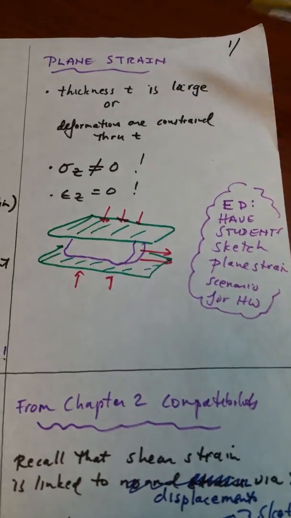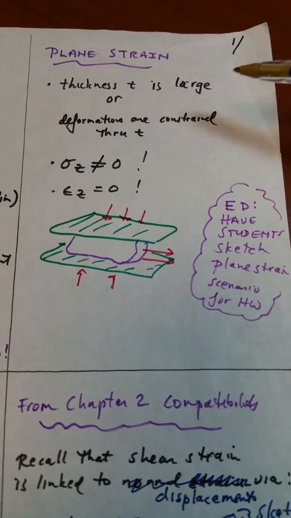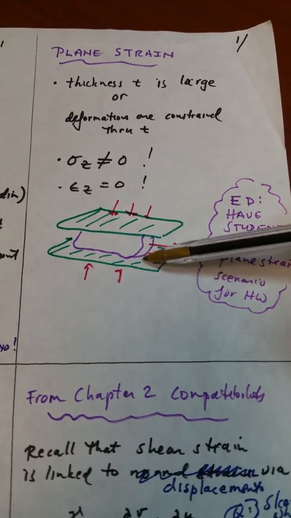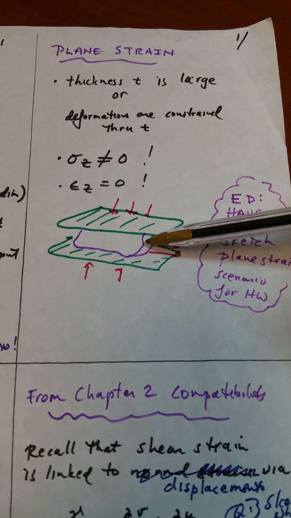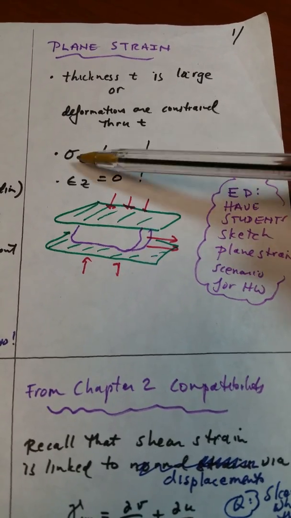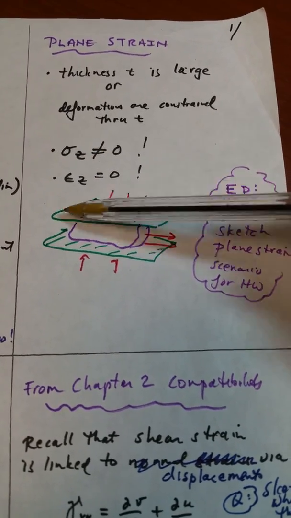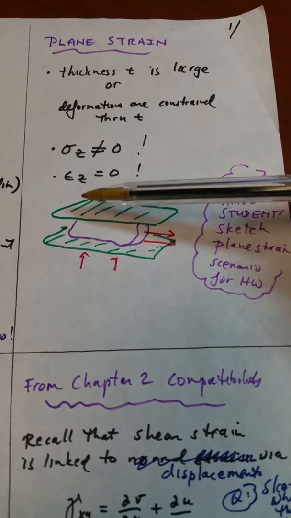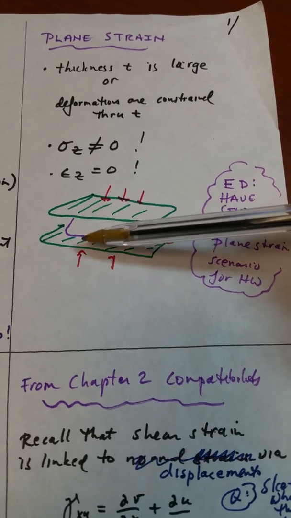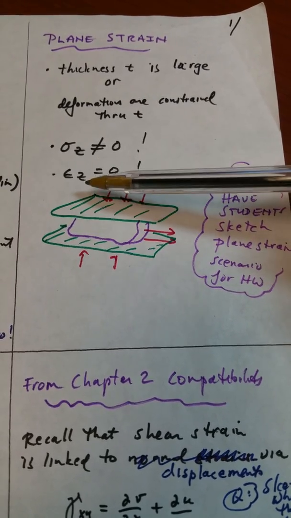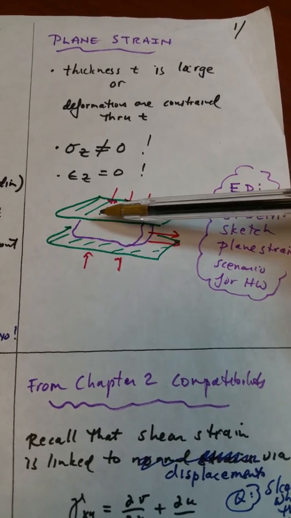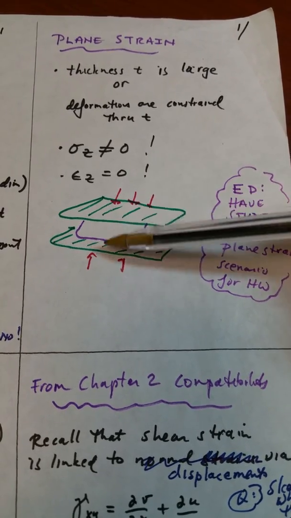Plane strain is sort of the reciprocal of that. The thickness is large, or the deformations are constant through that large thickness. Here, sigma z is definitely not 0. So a way to imagine this is that there's two plates that are immovable, and the fact that they're immovable means that epsilon z is equal to 0, but sigma z is certainly not 0. It's doing a lot of work to keep that thing from expanding.